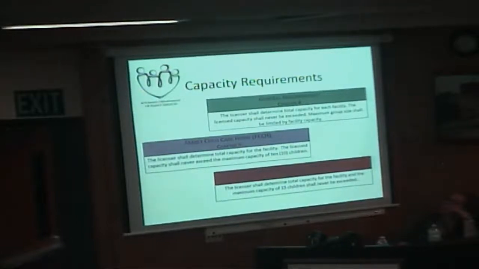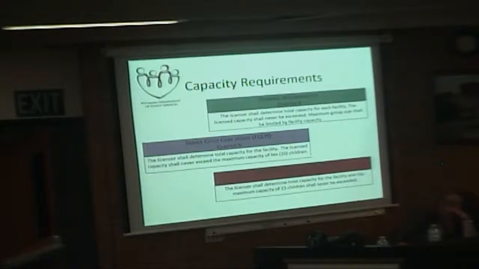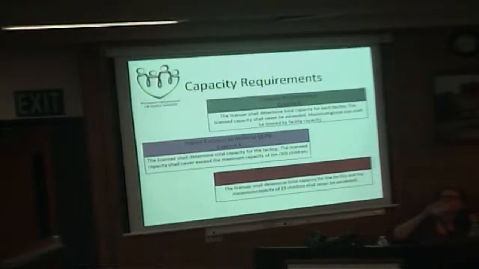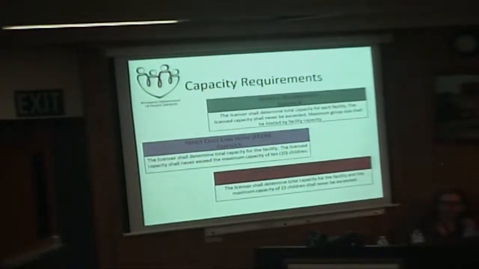As outlined by the Wyoming Department of Family Services, the capacity requirements are a little different here. They look at a certain age of the children. They'll regulate how many children you can have for adults and their age requirements. But the general requirements for Chapter 4, the licensor shall determine total capacity for each facility. The license capacity shall never be exceeded, and the maximum group size shall be limited by facility capacity. And then under Section 4, Family Child Care Home, the licensor shall determine total capacity for the facility. The license capacity shall never exceed maximum capacity of 10 children. And then the Family Child Care Center, Chapter 6, the licensor shall determine total capacity for the facility, and the maximum capacity of 15 children shall never be exceeded.